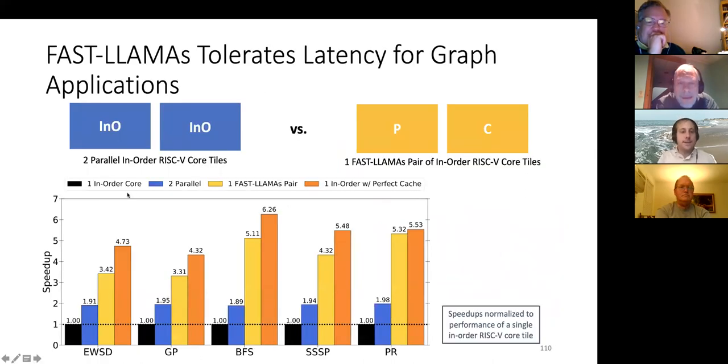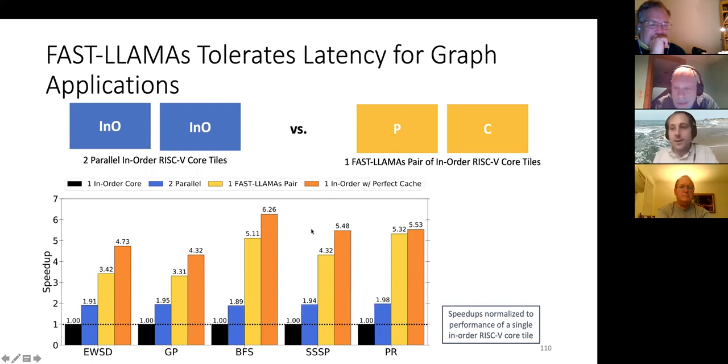What you end up seeing is here we're doing one in-order RISC-V core, and then we're comparing it to two classical parallel in-order cores. That's the blue one. That's if you're doing homogeneous parallelism. Then we have one fast llama pair. So remember that takes two cores. It takes a producer and a consumer. That's why it's fair to compare it against two other in-order cores. And then just to see how well we're doing, we're comparing it to one in-order core with a perfect cache, because the overall bottleneck in these applications is that long latency memory access. So the perfect cache benchmark here is an upper bound. It's basically saying, if you didn't have to wait for any of your memory requests, what would it be?